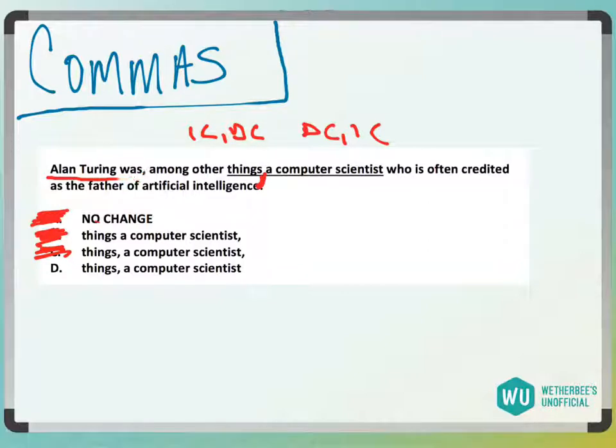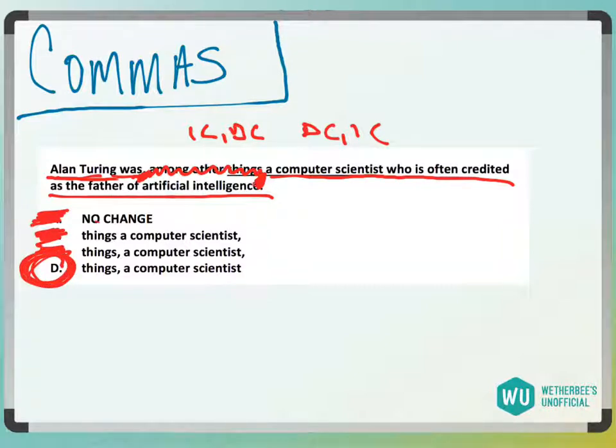Which would leave us with answer choice D, which would be if we just didn't have that comma here. We would just have the comma that's already here, and then we would have the comma that's here, and we would cross this out. And we would say, Alan Turing was a computer scientist who is often credited as the father of artificial intelligence. Answer choice D.